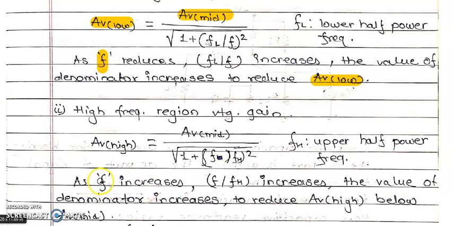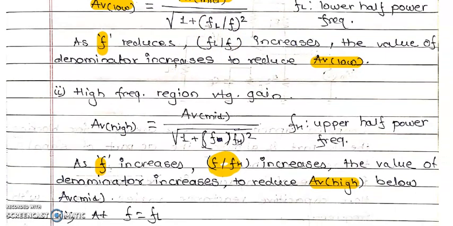Then here, as we increase the frequency F from the mid band frequency to the higher side, this ratio will increase and the value of the denominator will increase, and due to this the voltage gain at higher frequencies will reduce. So at low frequency and high frequency the voltage gain reduces, while in case of mid frequencies the voltage gain remains constant.